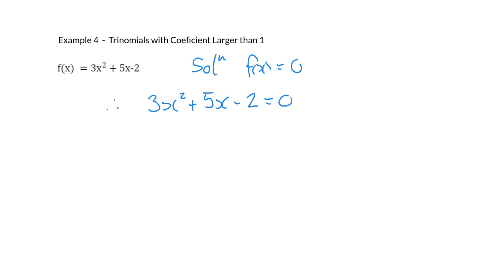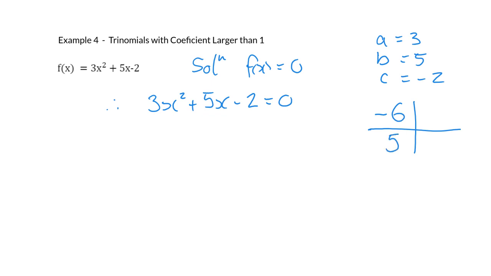Okay, so going through our usual process, we have a equals 3, b equals 5, and c equals minus 2. Put that into the window. A times c is negative 6, and b is 5. So two numbers that multiply to get negative 6, but add to get 5. So there's two options here. 3 and 2 will multiply to give us 6, but the difference between 3 and 2 is 1. So we need to look at the second option, which is 6 and 1.